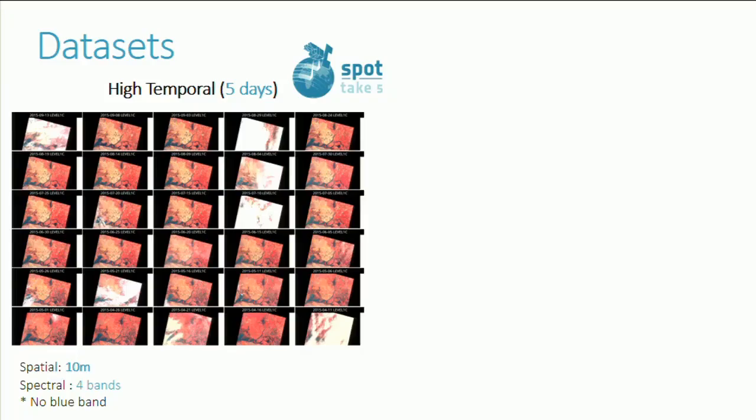I'm doing this using two data sets. One is the Spot 5 Take 5 experiment. Prior to launching the first part of Sentinel-2, the European Space Agency actually created an experimental data set by deorbiting the Spot 5 sensor to allow it to simulate Sentinel-2 data, so it does have that 5-day repeat period and that 10-meter spatial resolution. However, the areas in which these two sensors differ are in the spectral resolution, as this sensor only collects data in 4 bands and does not include a blue band.